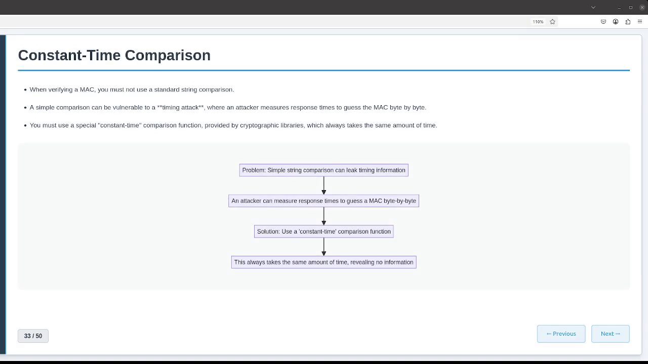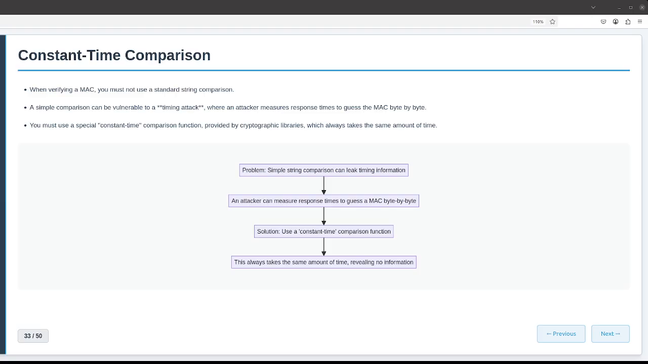Constant time comparison. A subtle but critical detail when implementing HMAC verification is how you compare the MAC you calculated with the MAC you received. A naive byte-by-byte comparison, like using the equal operator in many languages, can be vulnerable to a timing attack. Such a comparison often returns false as soon as it finds the first differing byte. An attacker could send millions of invalid MACs and measure the response time.